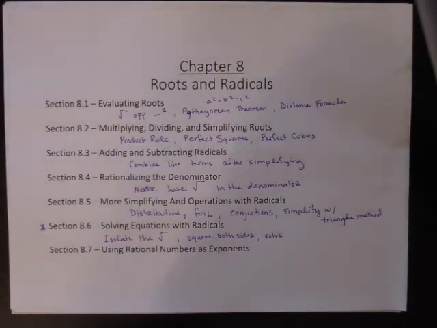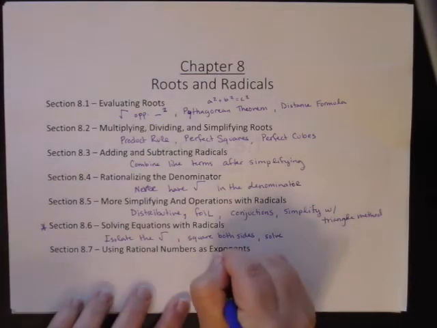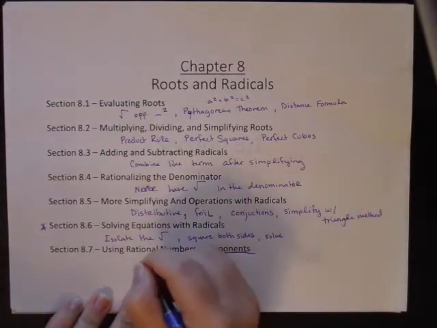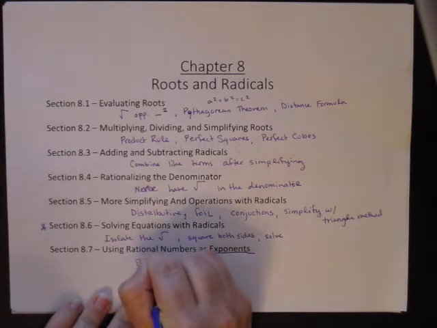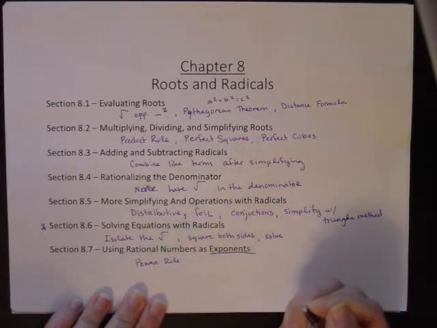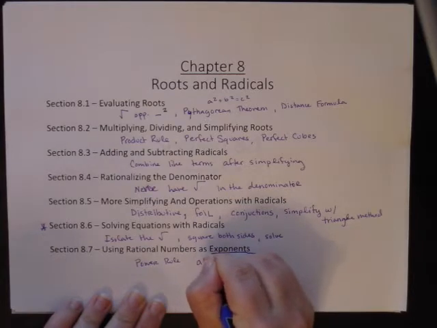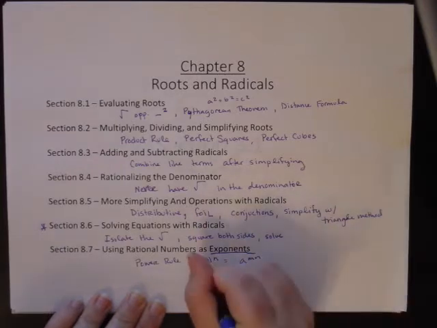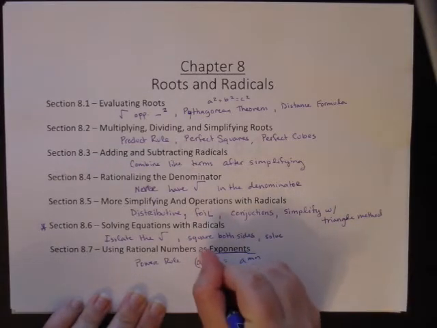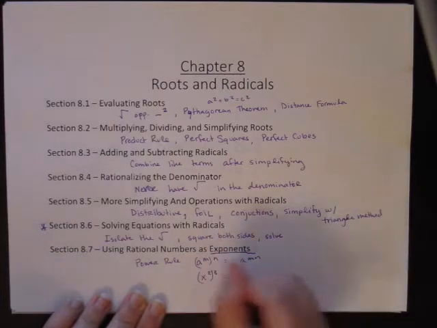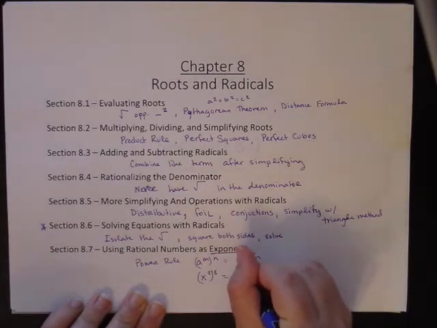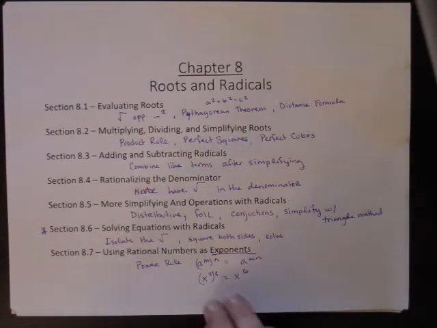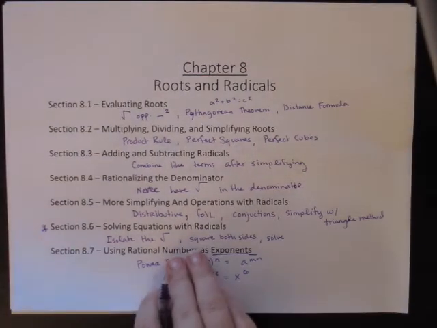And then in 8.7 we're going to use rational numbers as exponents. So we're going to go back to our exponent rules, like the power rule. And with the power rule we have a^m to the nth equals a^(mn). So what that means, if I have x to the second raised to the third power, all I do is multiply my exponents. So it would be x to the 6th. And we'll work on that together. So that's kind of an outline of what chapter 8 is all about. So please use this as a good study guide for your chapter 8 test.